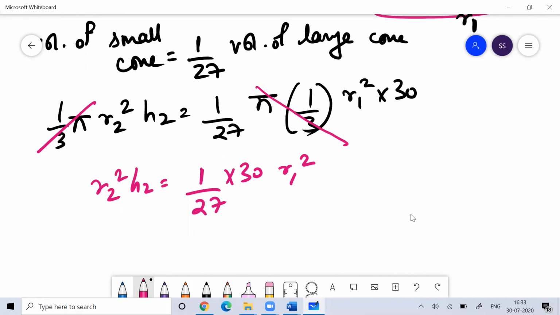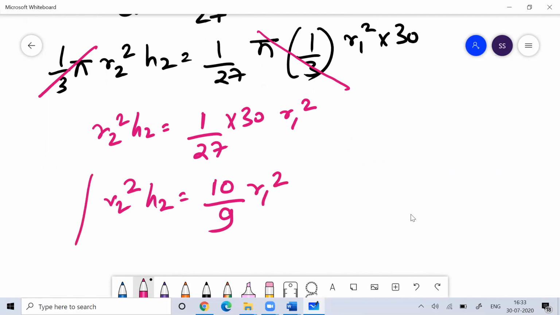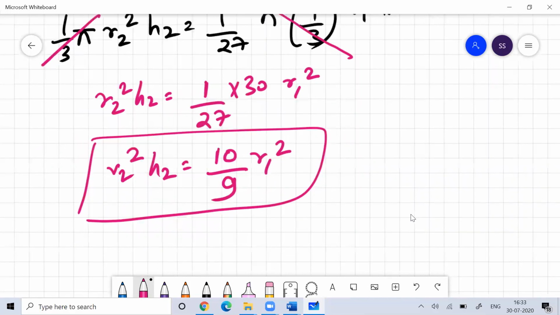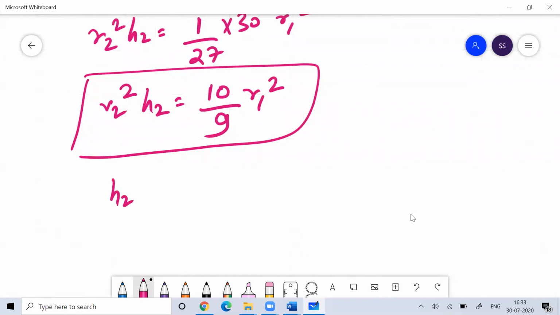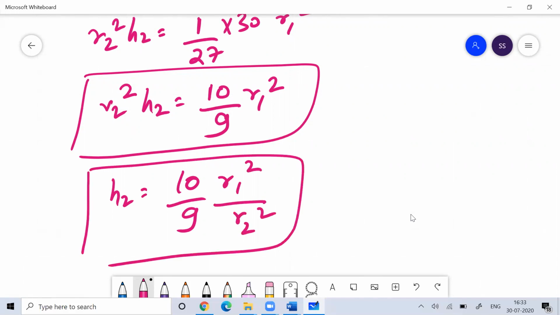So I can say this is R2 square into H2 is equal to 10 by 9 of R1 square. This relationship I'm getting. They're asking me the height, so H2 is 10 by 9 R1 square divided by R2 square, because ultimately I have to find the height of the smaller cone.